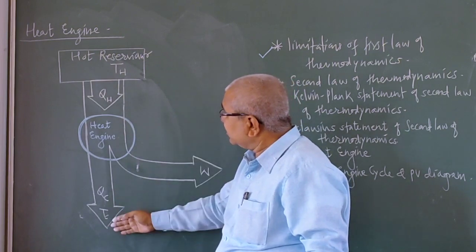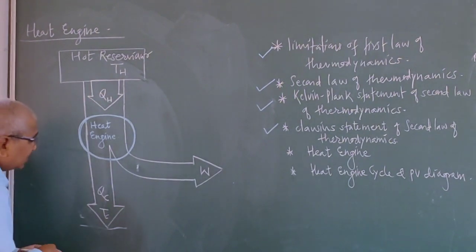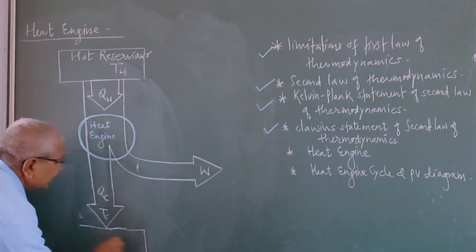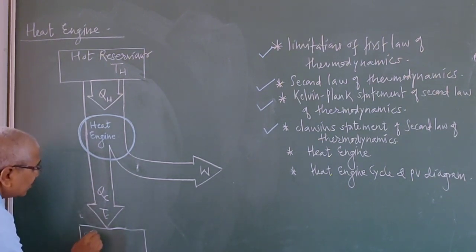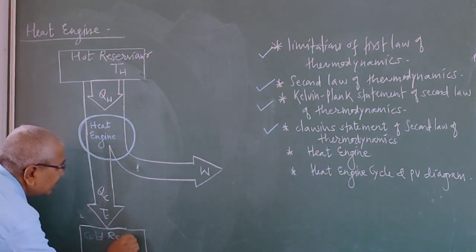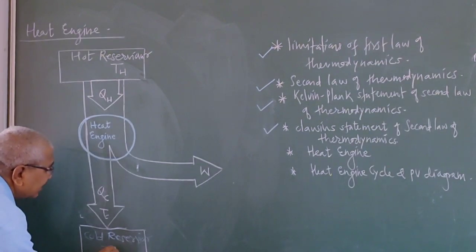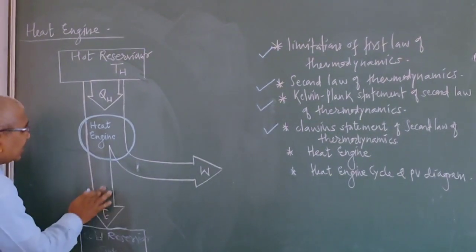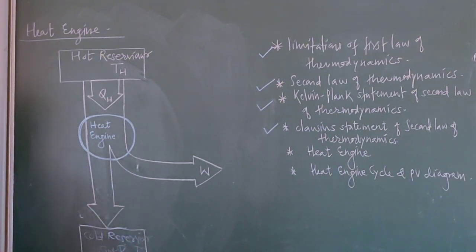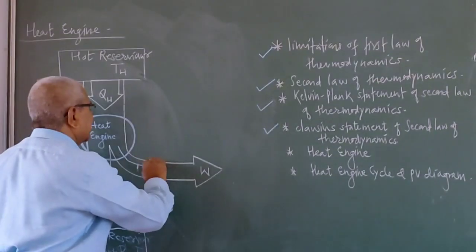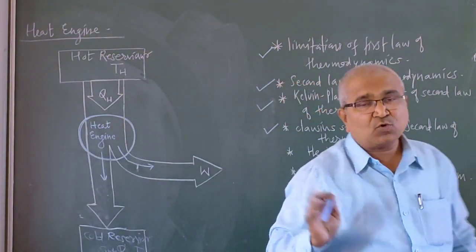The second one, which I forgot to draw, is the cold reservoir. I will draw it here like this and give it the name cold reservoir. It is also called the sink, having temperature TC, and the heat QC, with the arrow like this. The second compartment is the cold reservoir.